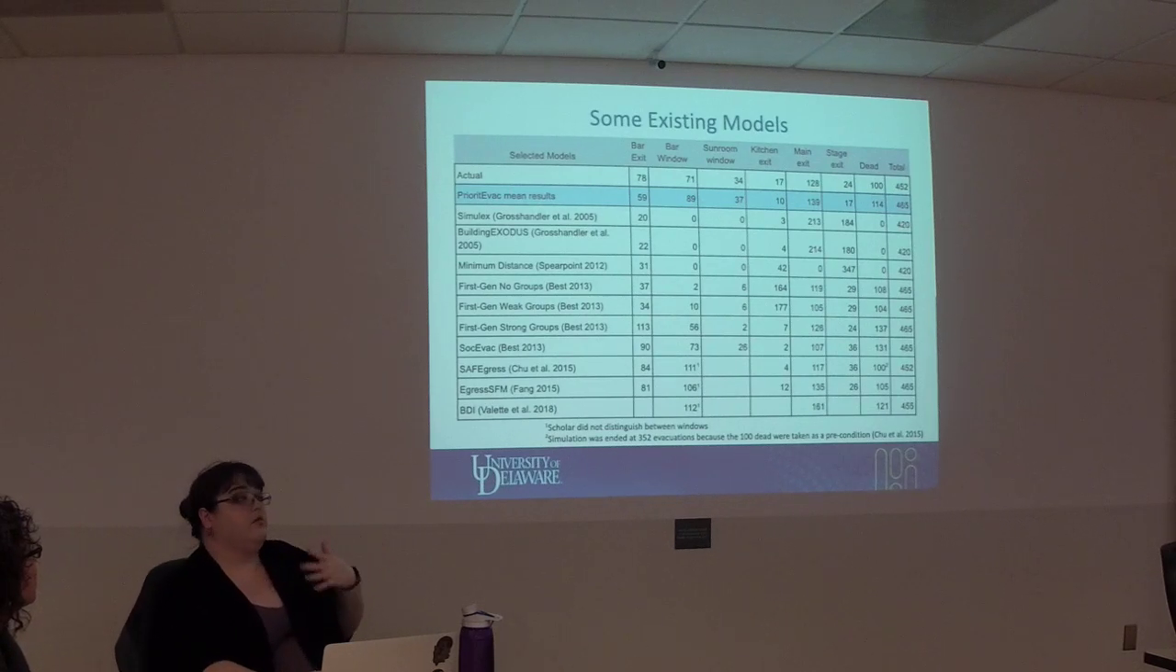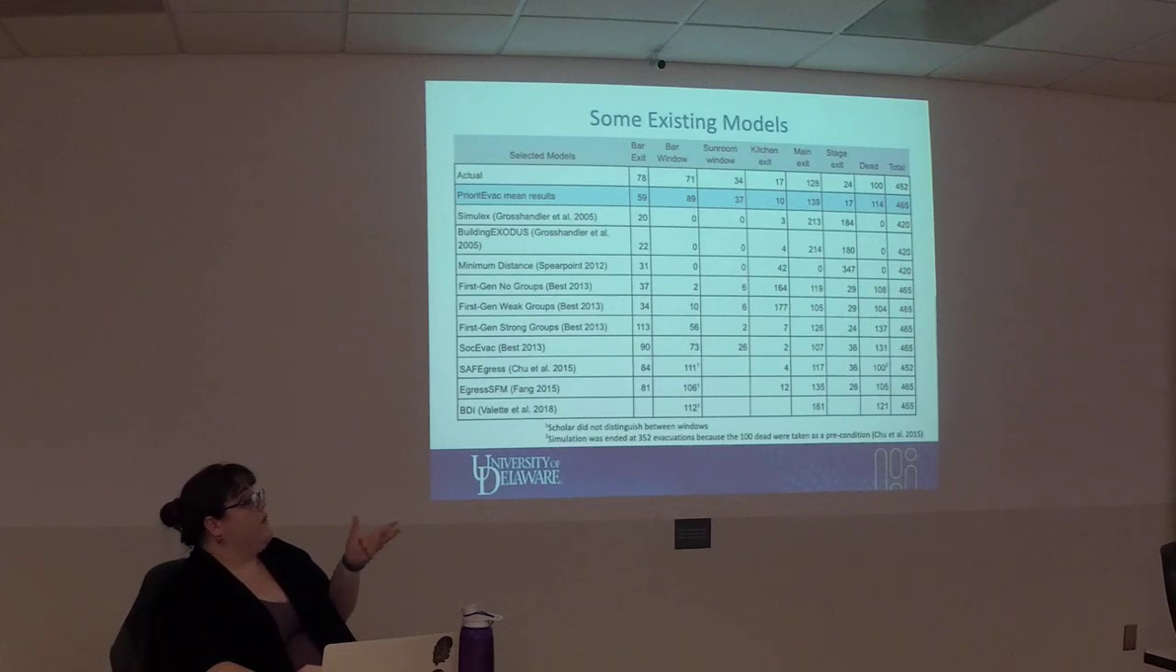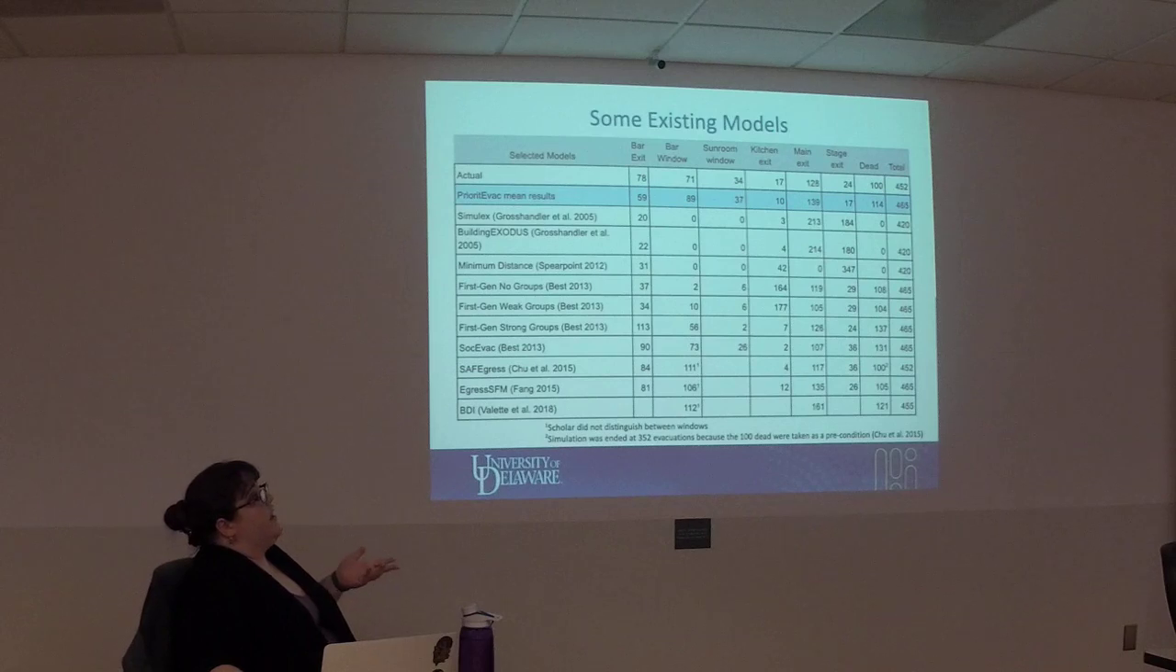So 78 people went out the bar exit, 71 out the window that broke, and then a fair number of people used the sunroom window that broke. Only 17 people used the kitchen exit, which was somewhat expected because it was employees only, and so people generally would have been expected to know about it less. And then the majority of people who could use the main exit, and then eventually the bouncer was convinced that there was a problem, and so 24 people ended up using the stage exit, and then 100 died.